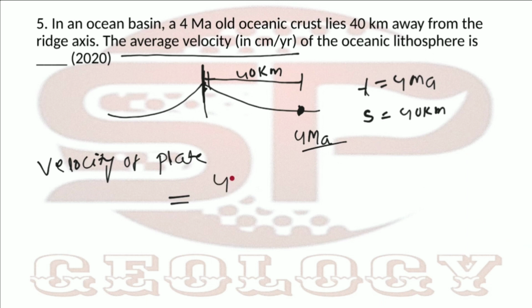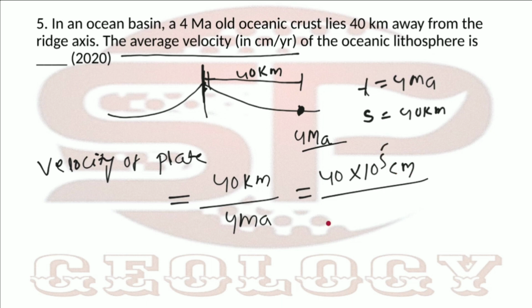Relative distance by time: 40 kilometer divided by 4 million years. So 40 kilometer is 40 into 10 to the power 5 centimeter, divided by 4 into 10 to the power 6 years. So it will be 1 centimeter per year.